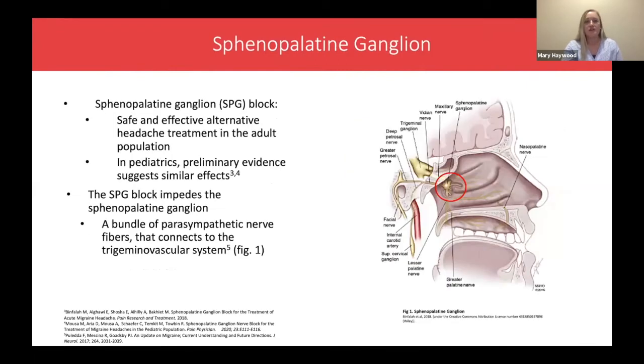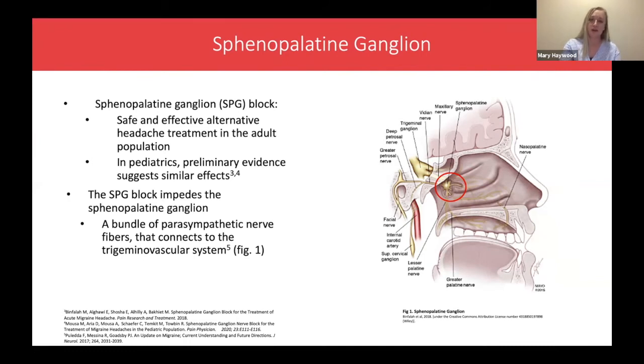So recently, the Sphenopalatine ganglion block has been studied in the adult population and has been shown to be a safe and effective treatment in their acute headaches. And recently there's been some preliminary data showing that there's similar safety and efficacy within the pediatric population.